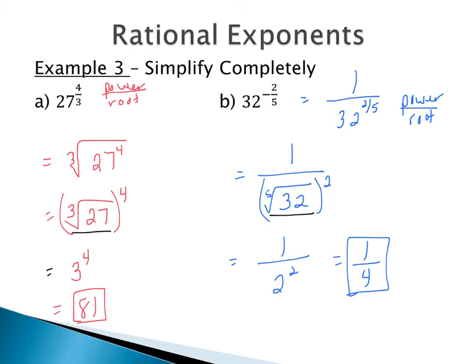You can do this in your calculator to check. For 27 to the 4 thirds, you would type in 27, use that caret, and then you need to use parentheses to do 4 divided by 3. If you don't use parentheses, excuse me, it's going to do 27 to the 4th power, get that answer, and then divide it by 3. Remember, your calculator does order of operations. Without parentheses, it's not going to do that first. Same thing, you can check the 32 to the negative 2/5 in the same way.